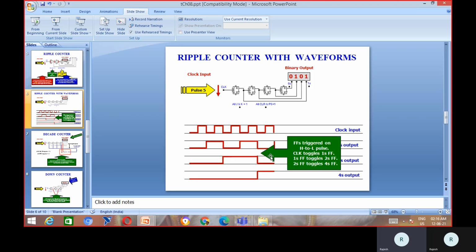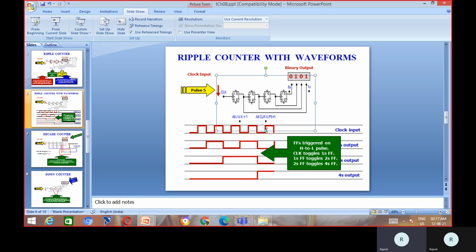So here, flip-flops are triggered on high to low pulses, so the clock toggles. In the same diagram, both JK inputs are 1. Both JK inputs are 1, Q becomes Q bar.